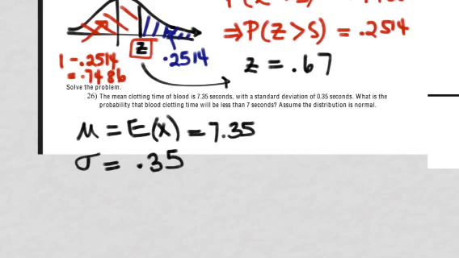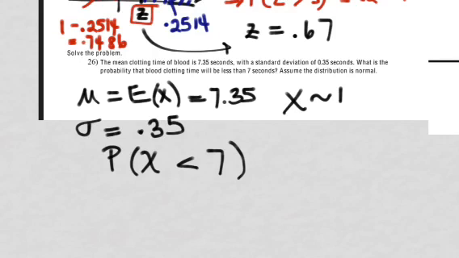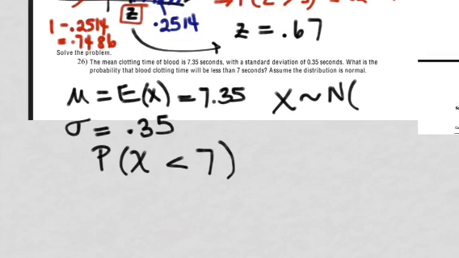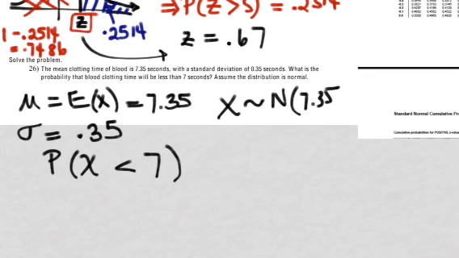What is the probability the blood clotting time will be less than 7 seconds? Assume the normal distribution. So this is asking the probability that blood clotting time, which is represented by the variable x, is less than 7 seconds. Now the problem here is that your random variable x, although it is normal, is not standard normal. Its mean is 7.35 and its standard deviation is 0.35.